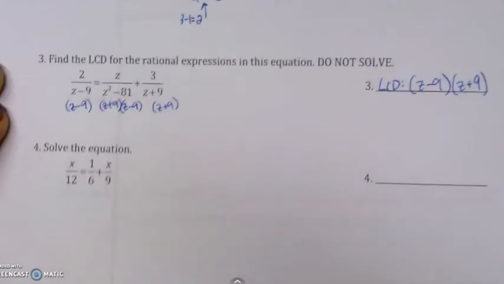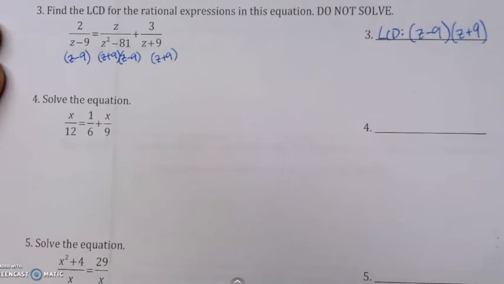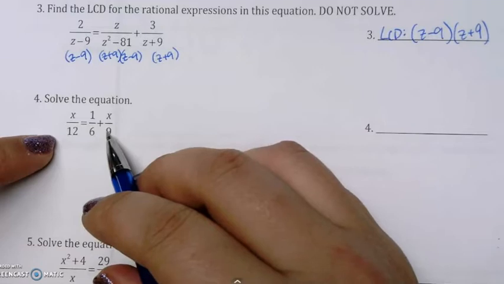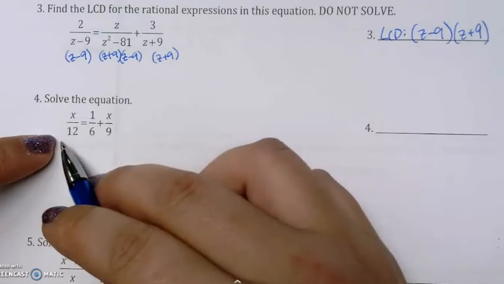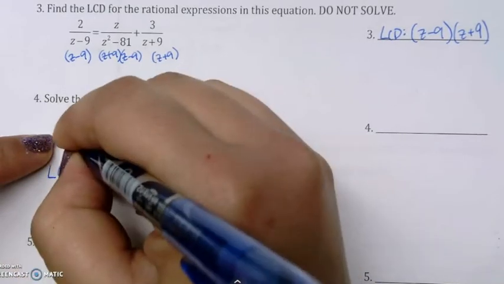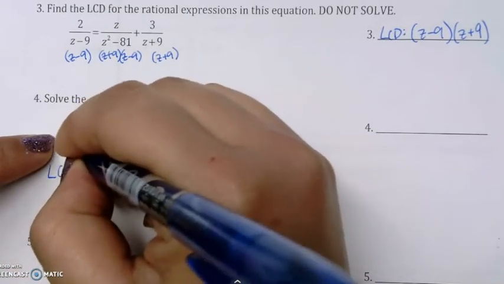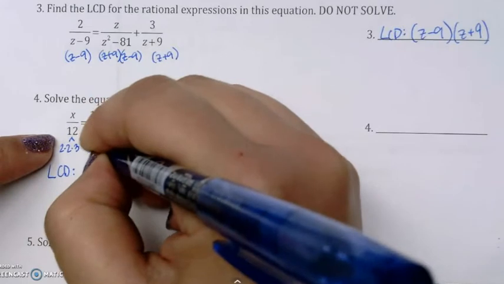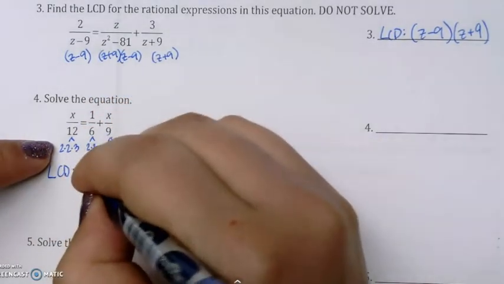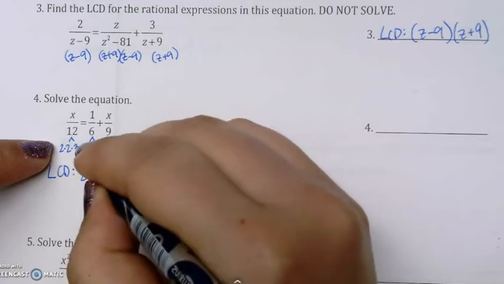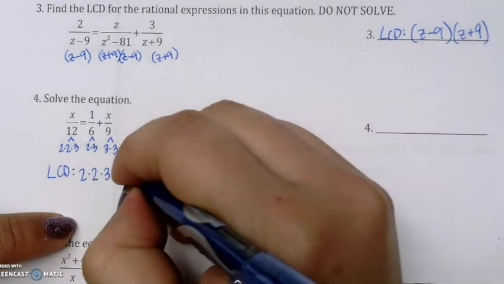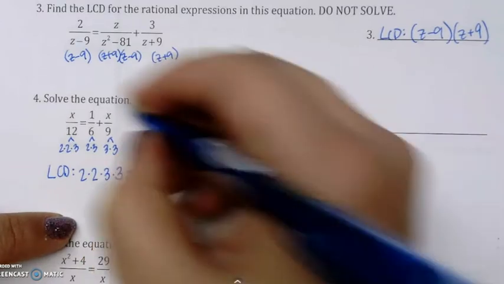Okay, for number 4, we want to actually solve this one. So we said for an equation with fractions, the first step is to clear the fractions, which means we need to find our LCD. So this factors into 2 times 2 times 3, 2 times 3, and 3 times 3. So our LCD is going to be 2 times 2 times 3 times 3. So 4 times 9 is 36.